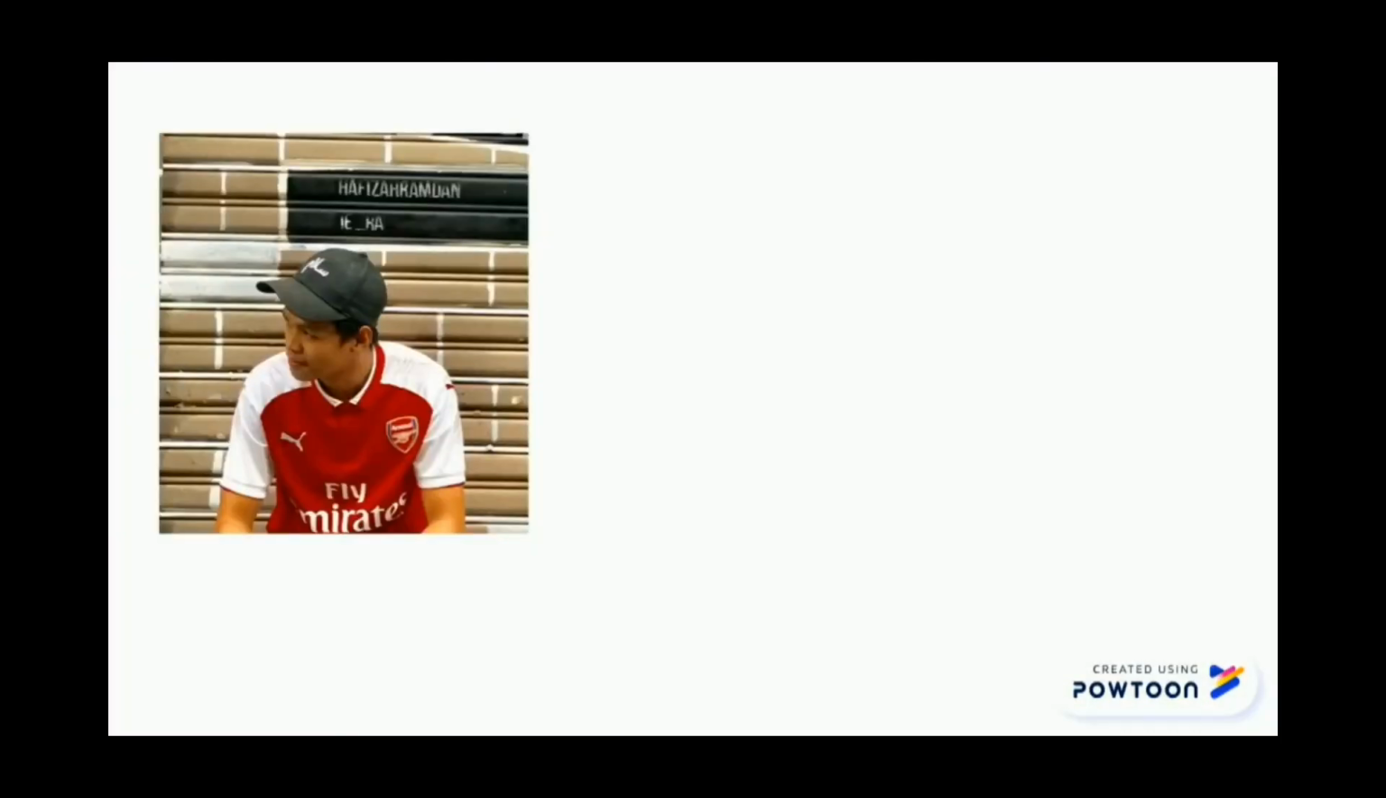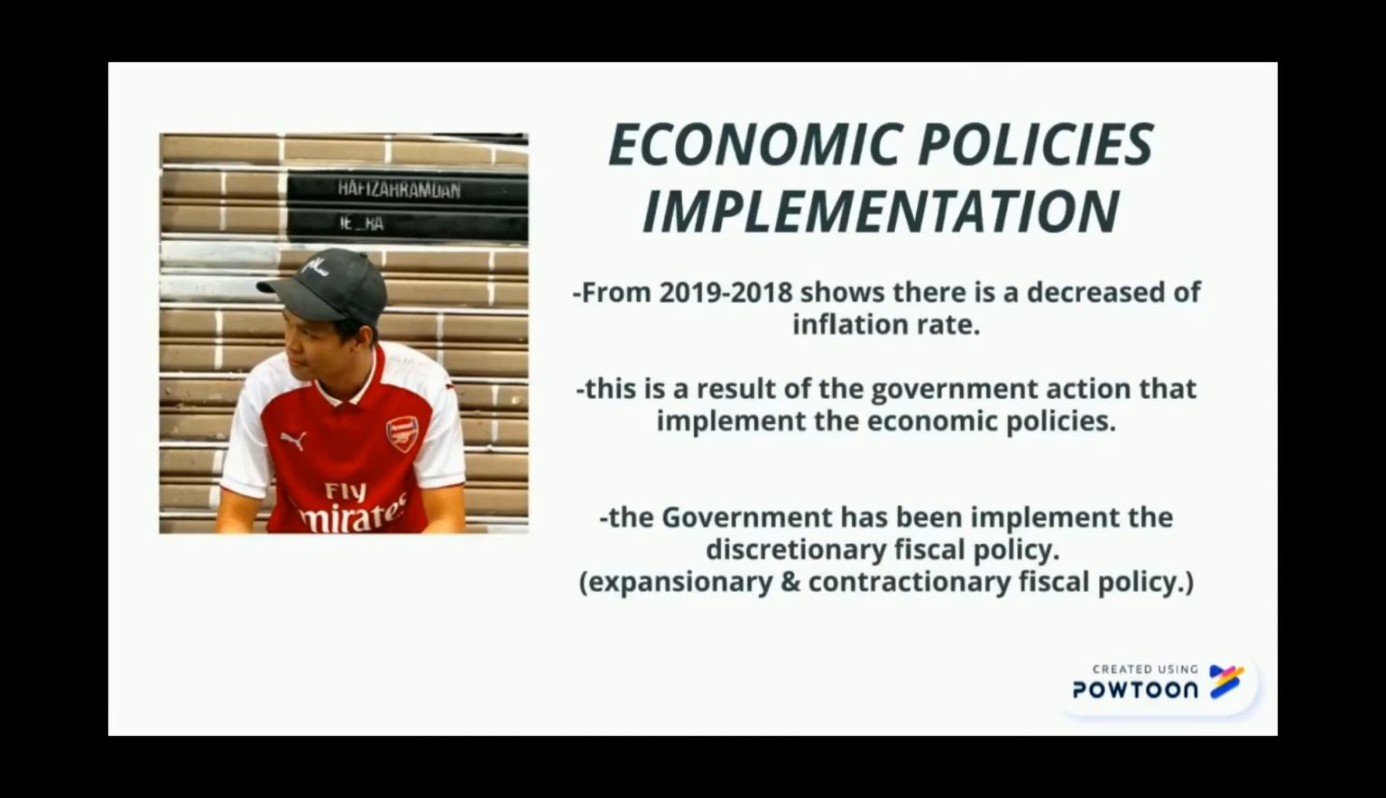Next is the economic policy implementation. From 2009 until 2018 shows a decrease of inflation rate. This is a result of the government action that implemented the economic policy. The government has implemented the discretionary fiscal policy, which is expansionary and contractionary fiscal policy.